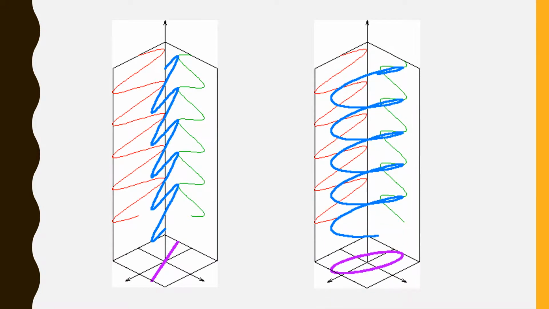That was actually a special case of the more general type of polarization, which is elliptical polarization, where the phase difference between two orthogonal components can have any value.